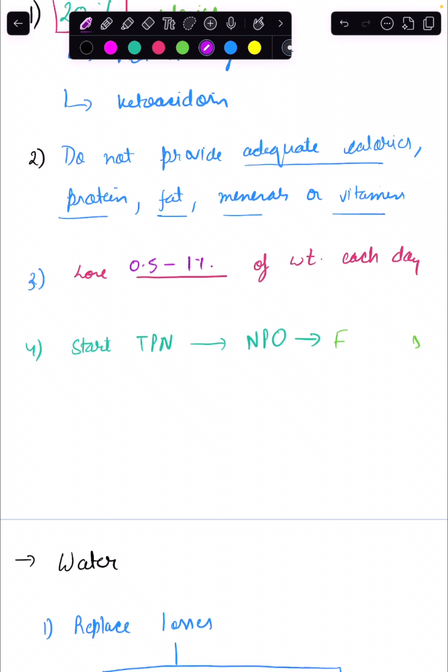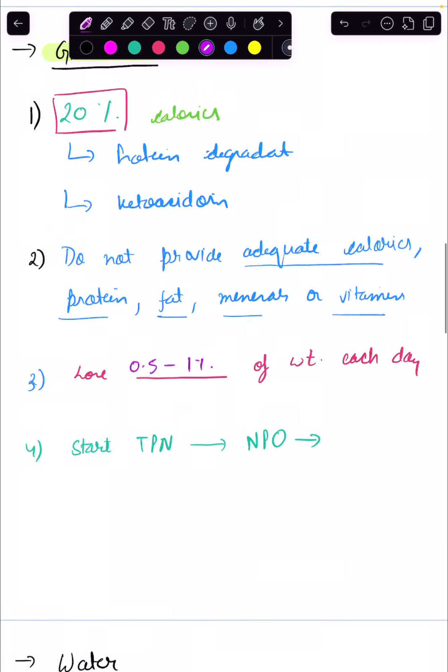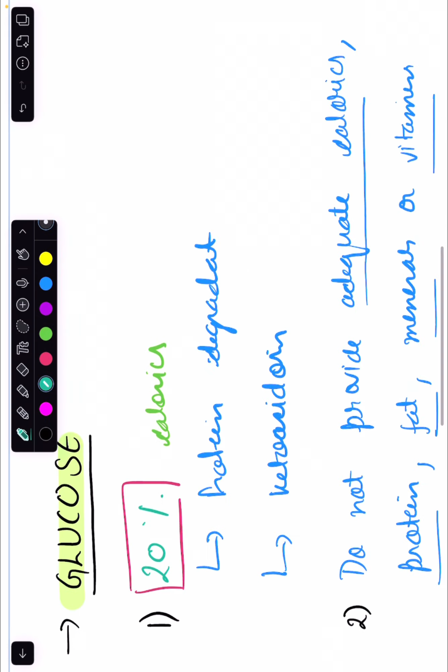Now, the Nelson does mention that if the child is NPO for a few days, you should start TPN, otherwise the child will lose 0.5 to 1% of the weight each day. But it does not give an exact cutoff for how many days a child should be NPO to start the TPN. It just mentions if the child is going to stay NPO for a few days, we should start the child on TPN, otherwise the child will lose 0.5 to 1% of the weight each day.